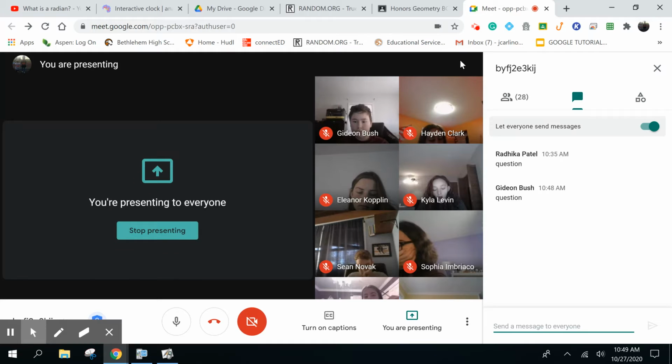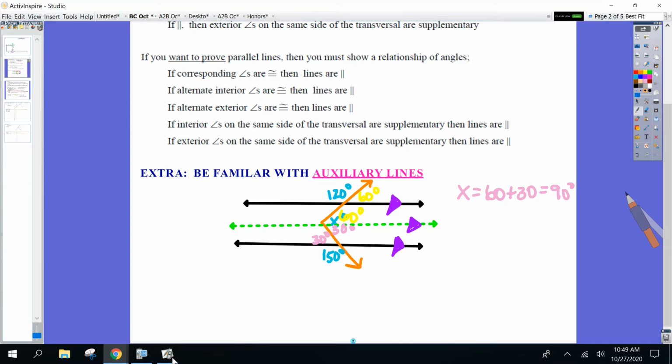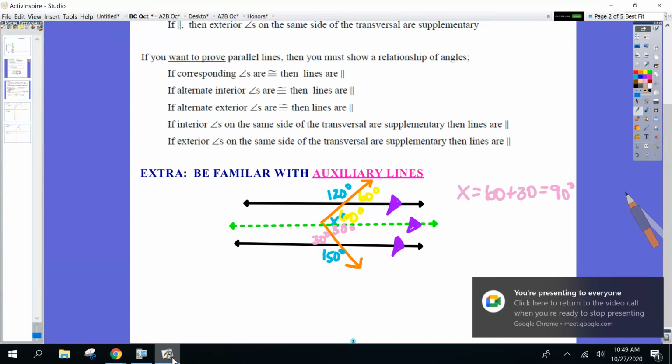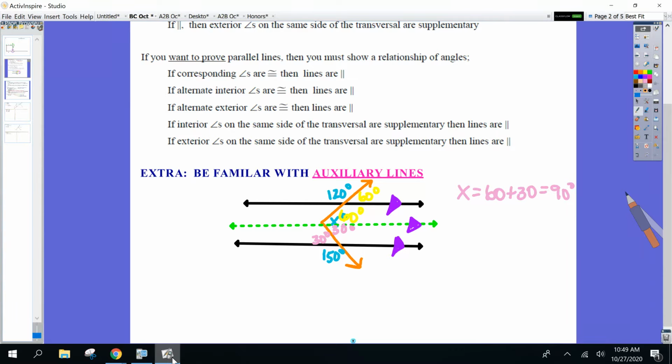Go ahead, Gideon. What's your question? So for the auxiliary line, why is that parallel? What's that? Because I drew it parallel. I drew it parallel on purpose. That's why. Okay, so we can just say it's parallel?